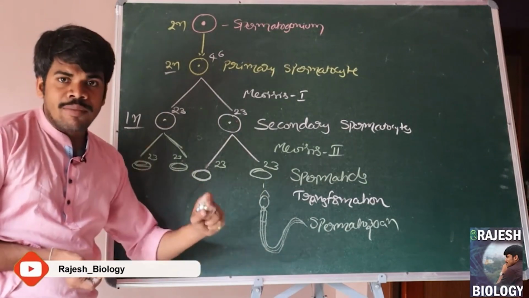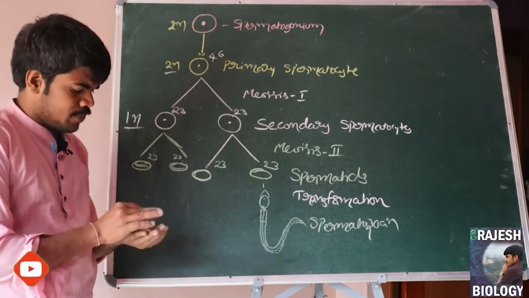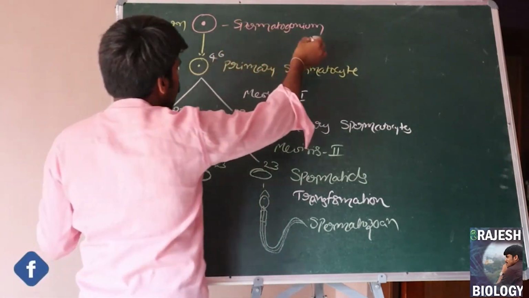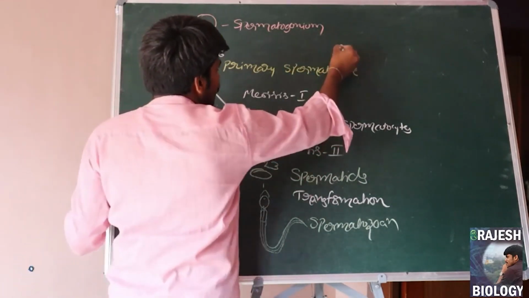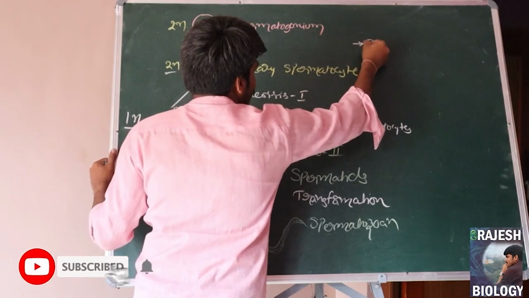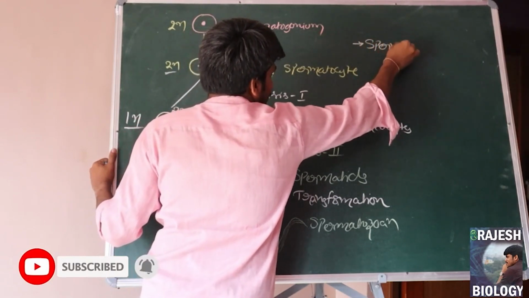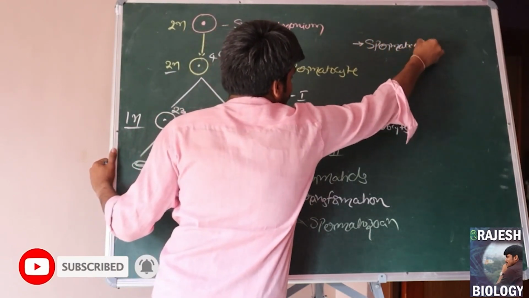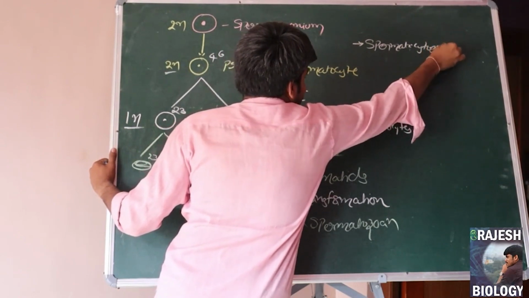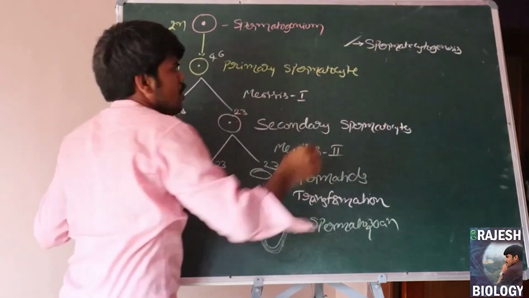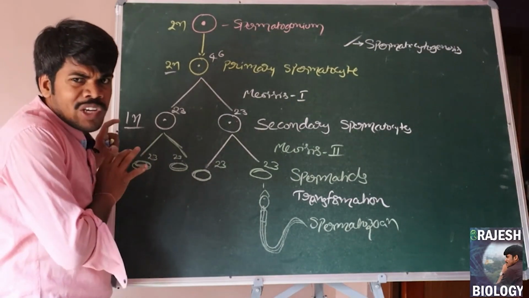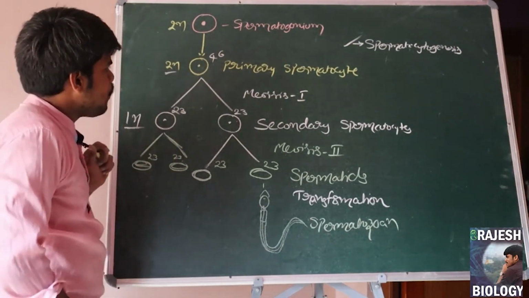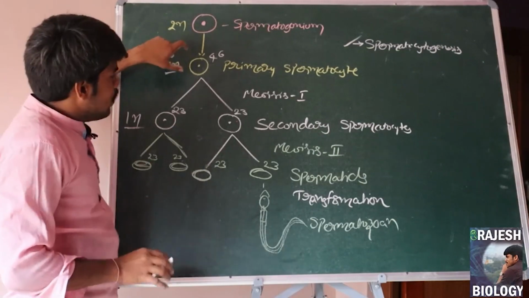Now I'll give names to each and every stage. Spermatogonium converted into the primary spermatocyte. This process is called spermatocytogenesis. There is no problem even though you forget this word, because it is not mentioned in the PU level or intermediate level.